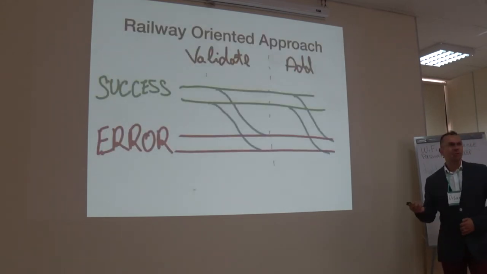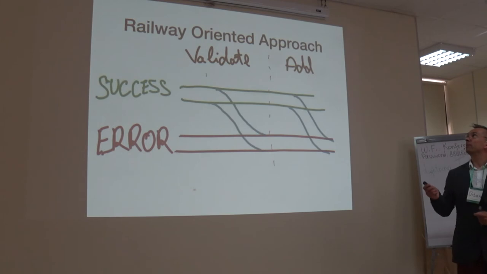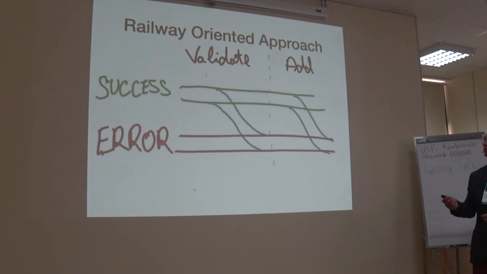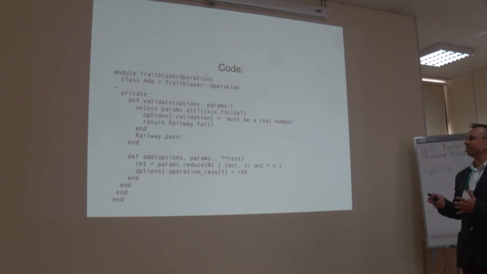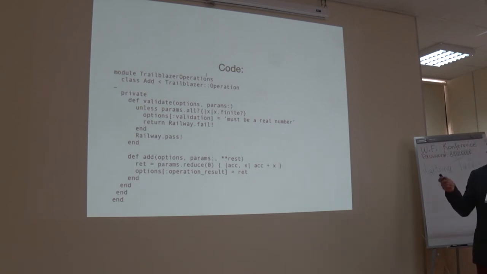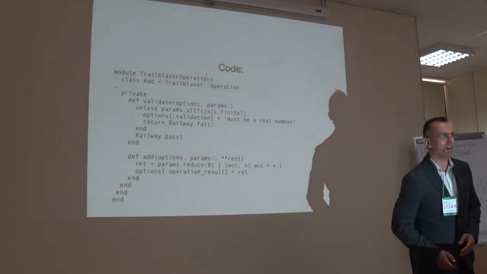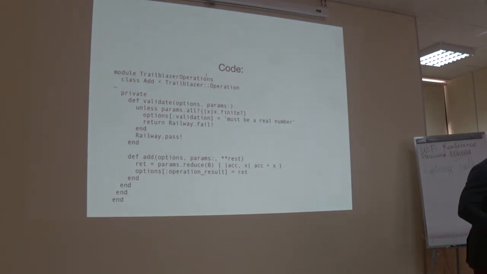And so again, here the railway-oriented approach comes in. So it's a real-world metaphor showing how the code should work. If the validation fails, then the next step, the add step, won't be executed. Otherwise, the execution proceeds forward toward the add method. And the code is simple. Unless all the parameters are finite, we inject an error message, and with the railway.fail method, we deviate the execution from the success lane to the error lane. Otherwise, the execution stays on the success lane.